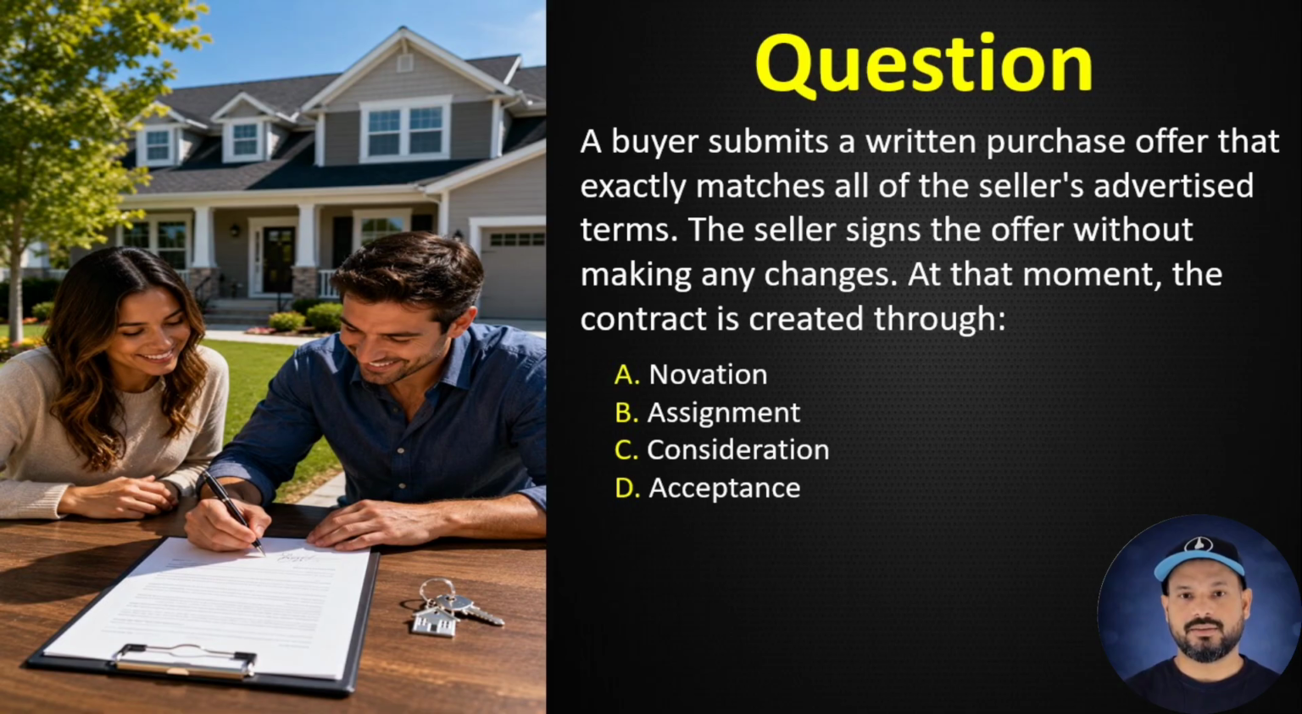Question number 20. A buyer submits a written purchase offer that exactly matches all of the seller's advertised terms. The seller signs the offer without making any changes. At that moment, the contract is created through A. Novation, B. Assignment, C. Consideration, D. Acceptance. Correct answer D. Acceptance. A binding contract is formed when an offer is accepted without changes.